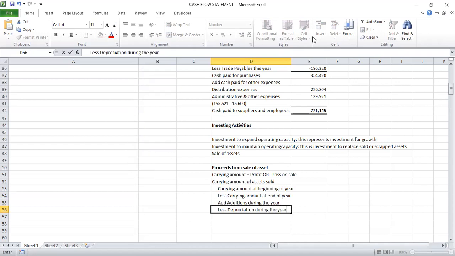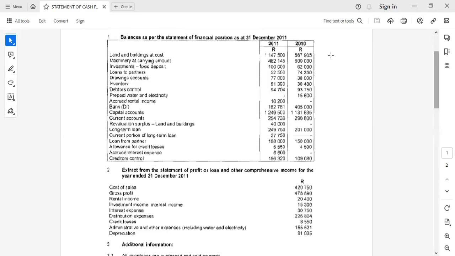Right, now if we can get this carrying amount here, our machinery moved from 600,030, that is the carrying amount at the beginning of the year, to 482,145. And there was depreciation of 91,035. Our assumption in this particular case will be that we don't have depreciation on the buildings, so all the depreciation that we have here was on machinery. So we don't have any additions on the machinery.